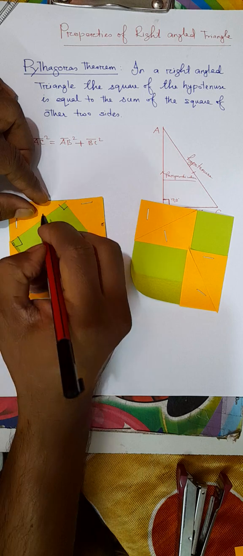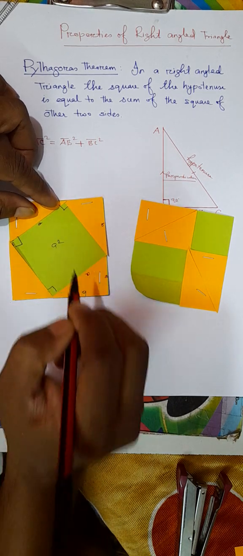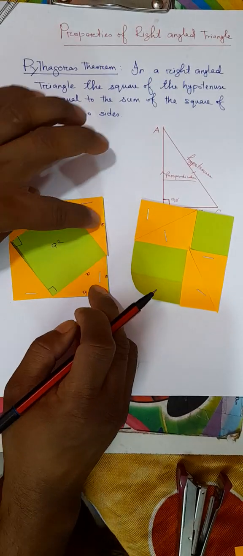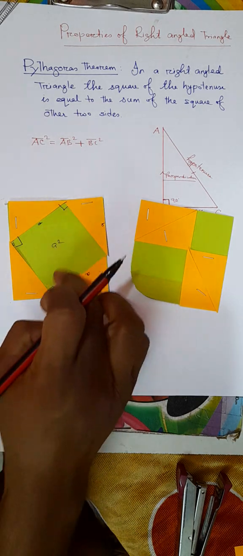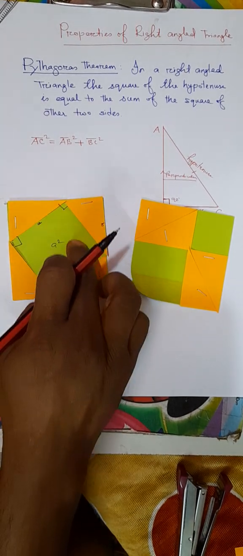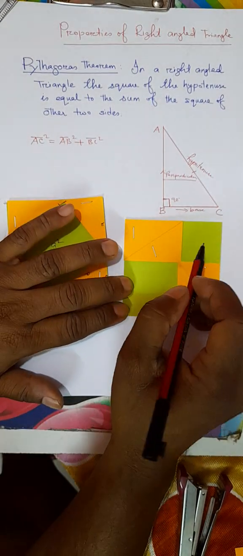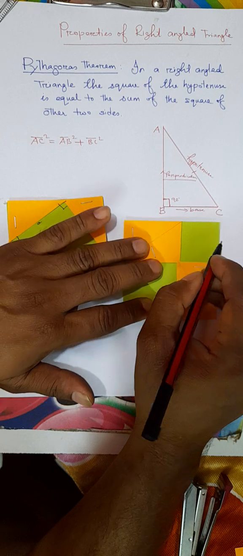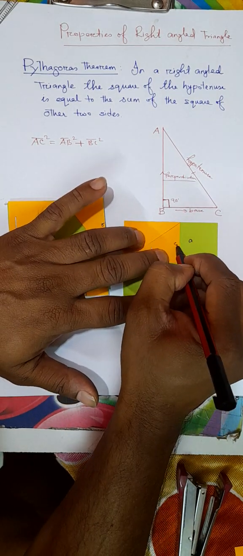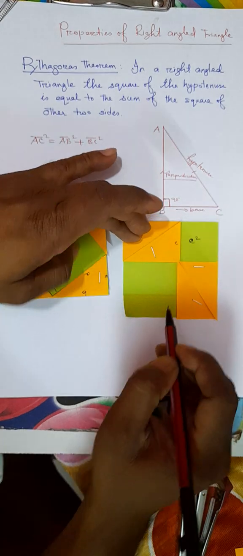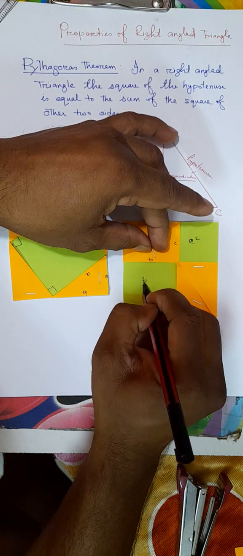So what is the area of this square? The surface which is not yet occupied by triangles is a square, so area of this square is a square. Again you see, in this square, the side was originally c, so area is c square, and this side was b, so this is again a square, so area of the square is b square.